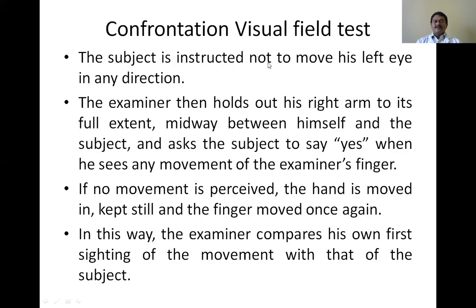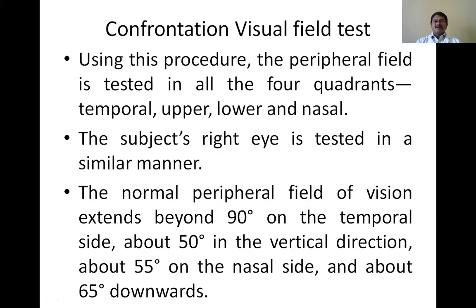The subject is instructed not to move his eye in any direction, and the examiner then holds out the right arm to its full extent midway between himself and the subject, and asks the subject to say yes whenever he sees the examiner's finger moving. If there is no movement, the hand is moved further in, and the finger is moved once again. In this way, the examiner compares his visual field with that of the subject.